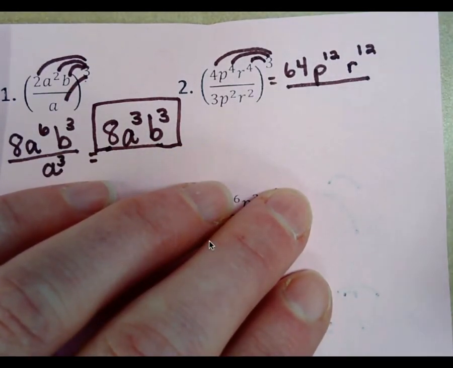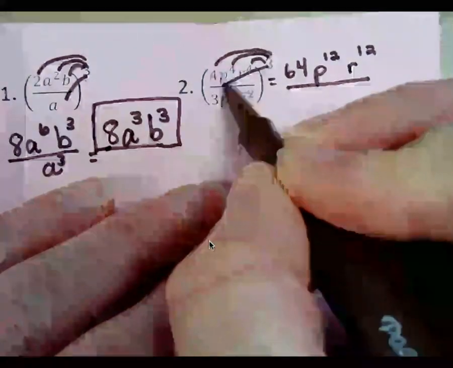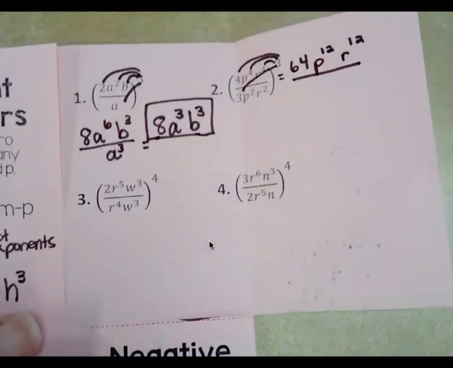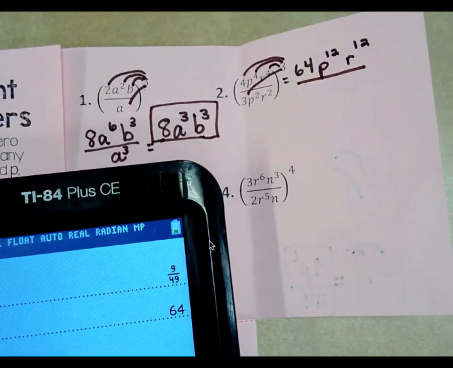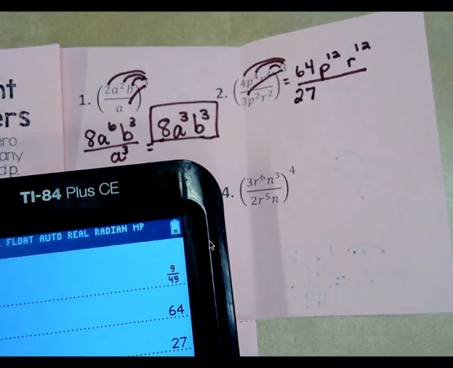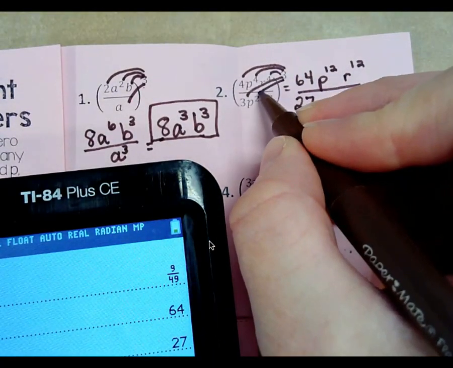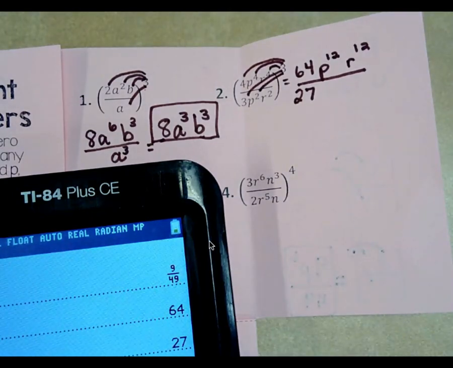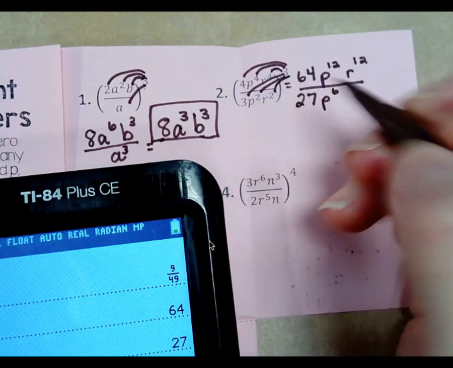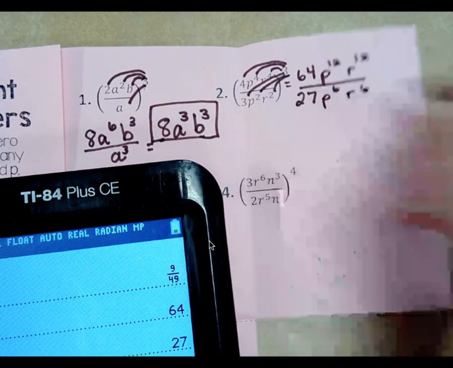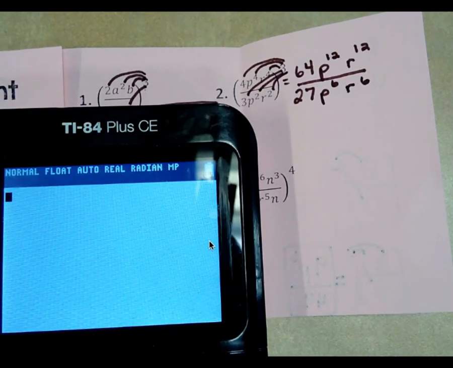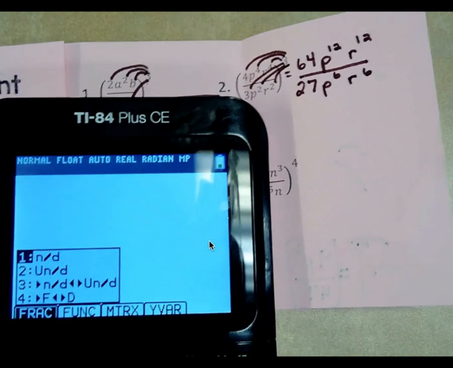Now we need to do the same thing to the denominator. Send the 3 into the denominator. So 3 to the 3rd power. Send 3 to the P squared. Send 3 to the R squared. Then see if you can simplify your fraction. So put your fraction in the calculator.